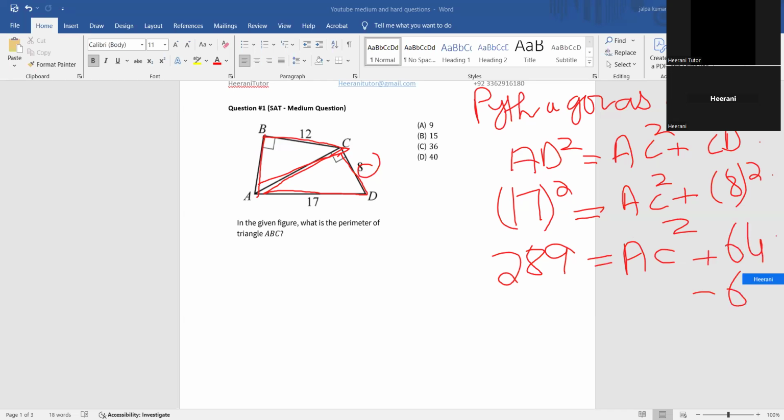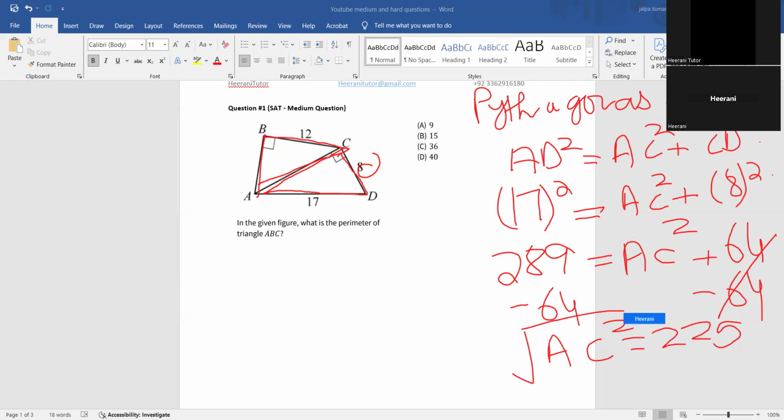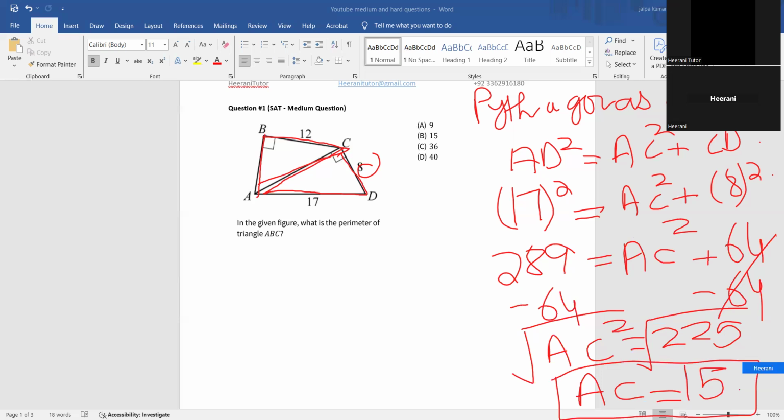Now we subtract 64 on each side. We will get AC square is equal to 289 minus 64. That gives us 225. And we take the square root on each side. We will get AC is equal to 15. That means the length of this side is 15.